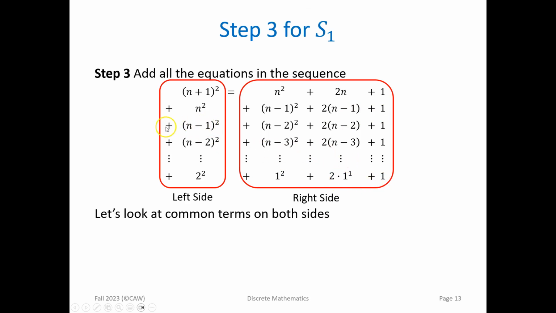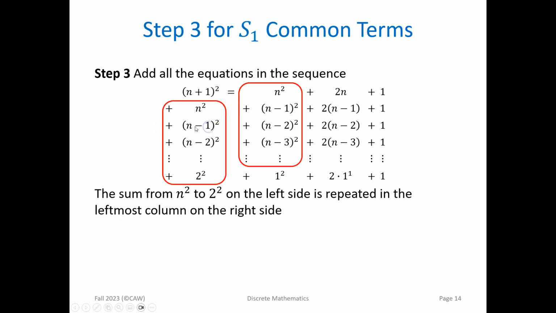Let's now look at the common terms on both sides of this equation. The sum from n squared to 2 squared on the left side. If you notice, this is a sum, it's just shown vertically. It's repeated in the leftmost column on the right side. You can see it here visually. There's the n squared going down to 2 squared. On the right side, the 2 squared is not explicit. It's in the ellipsis line. But we're above the 1 squared, so that's where we stop. So these are equal terms.